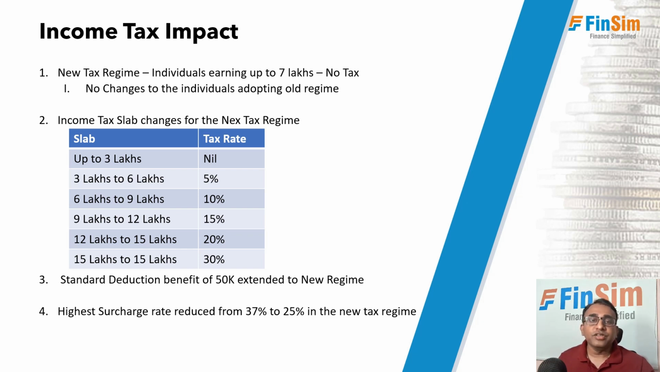Fourth change is associated with the surcharge which is charged to high income taxpayers. Currently, the highest amount of surcharge which the taxpayers will have to pay is around 37% in both old as well as new tax regimes. Current budget has capped the maximum amount of surcharge to be paid at 25% for taxpayers following the new tax regime. For the old tax regime adopters, it would still remain the same.